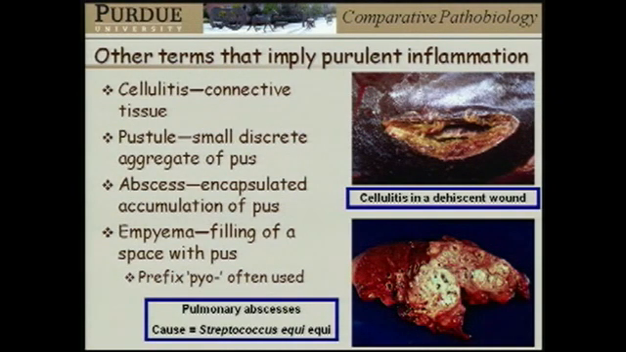Empyema is a term that we use to mean purulent inflammation that fills cavities. For example, guttural pouch empyema. We also very often will use the prefix pyo, meaning pus, followed by identification of the cavity that's filled, as in pyothorax or pyometra.